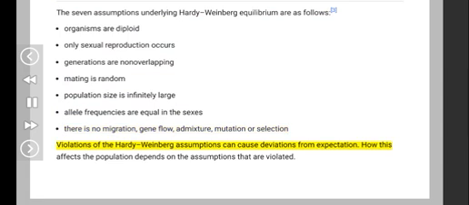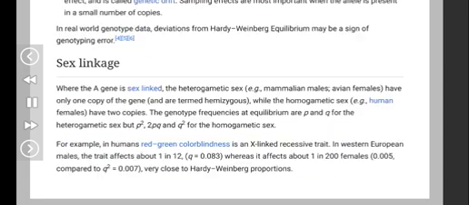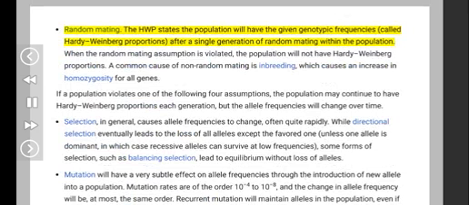Violations of the Hardy-Weinberg assumptions can cause deviations from expectation. How this affects the population depends on the assumptions that are violated. Random mating states the population will have the given genotypic frequencies, called Hardy-Weinberg proportions, after a single generation of random mating within the population. When the random mating assumption is violated, the population will not have Hardy-Weinberg proportions. A common cause of non-random mating is inbreeding, which causes an increase in homozygosity for all genes.